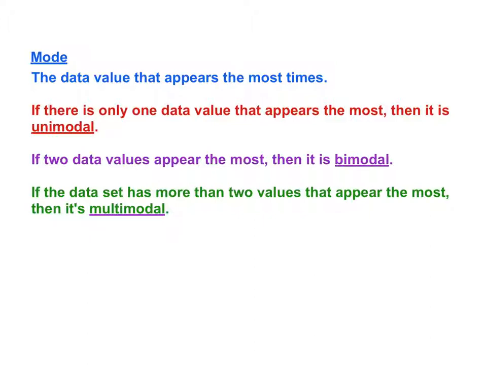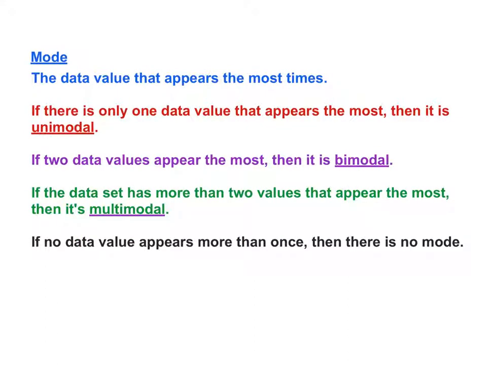There is one other case that we need to look at. Sometimes all the data only appears once, meaning there isn't one that appears more than another. And in that case, it has no mode. So if all the data values only appear one time, then we say there is no mode.